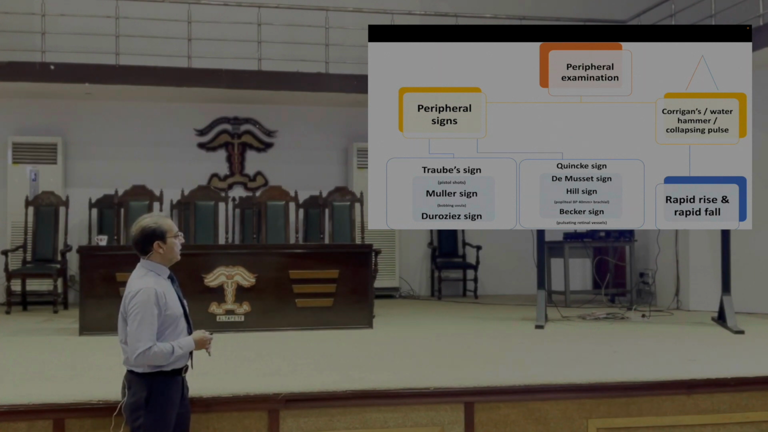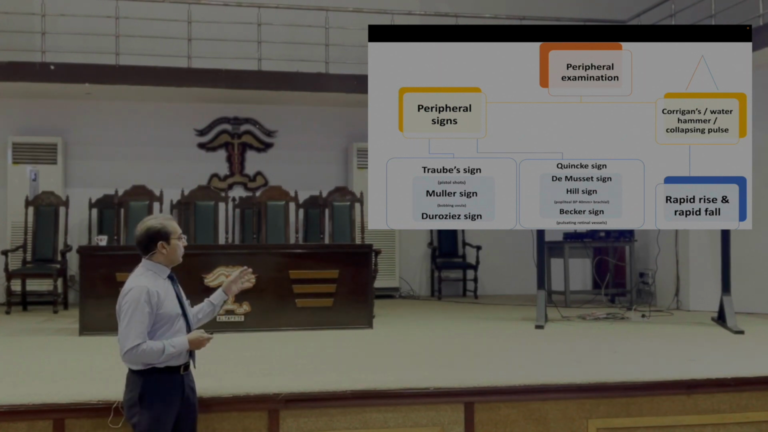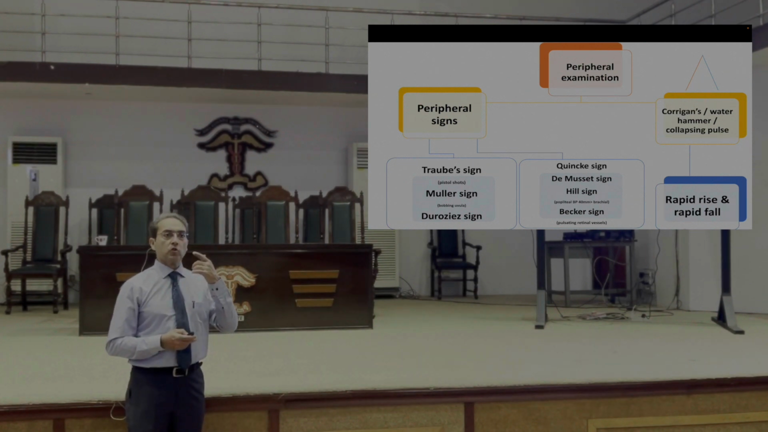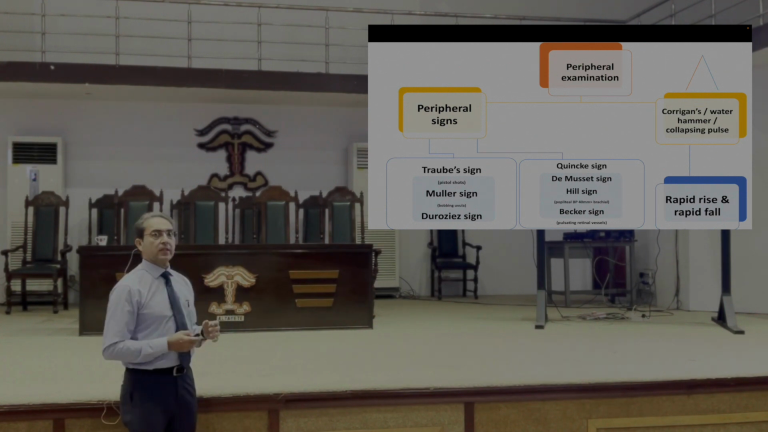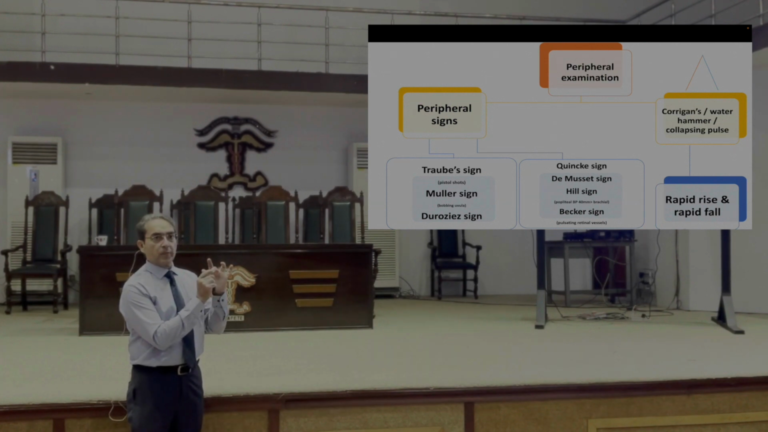You may have this Traube sign, that is pistol shots heard over the femoral arteries. You may have this Müller sign, that is bobbing uvula. When you open the mouth, the patient's uvula is moving with pulsation. You may have this Quincke sign, that is capillary pulsation. When you press this, you see the capillary border moving with the pulses.